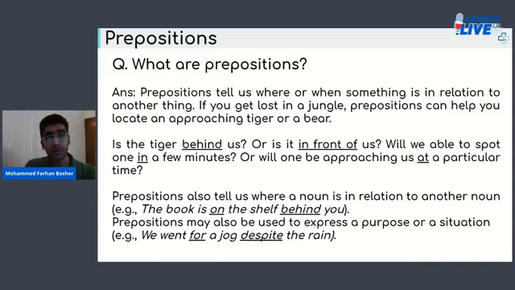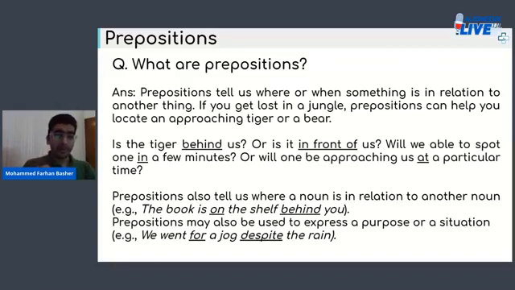If I tell you the movie will begin in 15 minutes, or the class will begin in 10 minutes, meaning right after 10 minutes or within 10 minutes, something will begin, right? So here, this "in" is not indicating location, but rather is indicating time. It is giving you an idea about time, right? Okay.